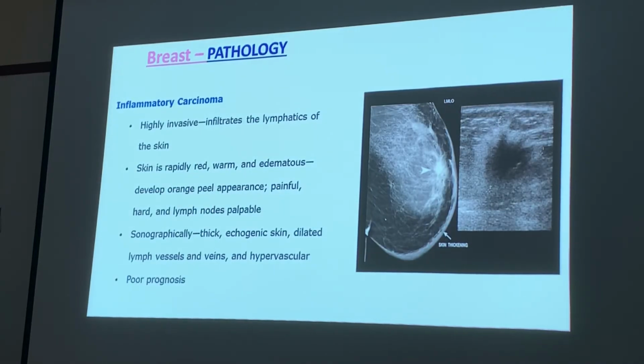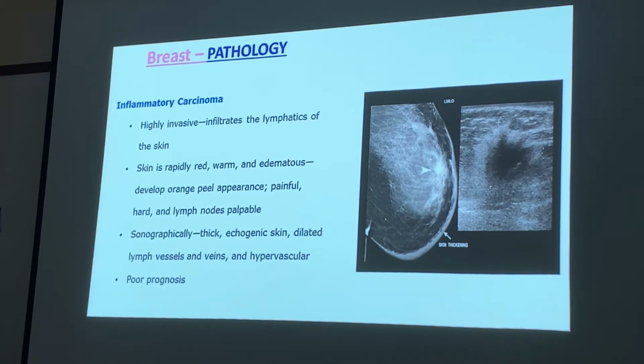So it's tough to do breast, but they do a good job of it. Okay. So done with those, on to our next cancer, inflammatory carcinoma. This is a highly invasive cancer that infiltrates the lymphatics of the skin. Again, what are the two ways that cancer is going to metastasize? The lymph, the bloodstream. Okay. Lymph nodes and the bloodstream. Those are the two ways that cancer is going to metastasize. Inflammatory carcinoma is going to metastasize by the lymphatics of the skin.